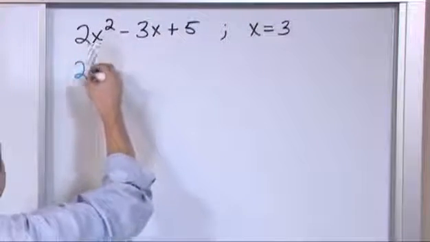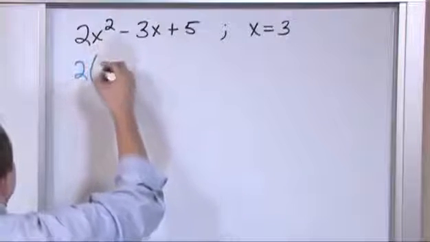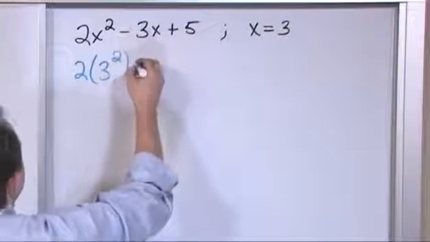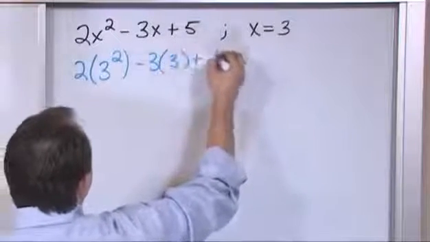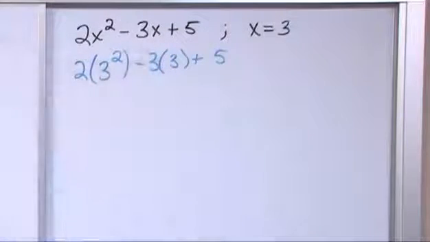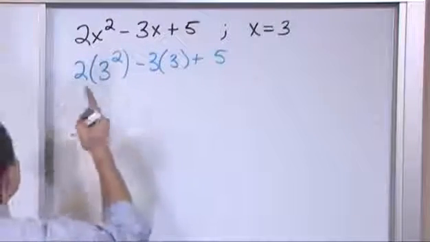So we have 2 times 3 squared, since 3 goes into x, minus 3 times 3, plus 5. So I'm putting 3 everywhere where I see an x. So take it one step at a time.